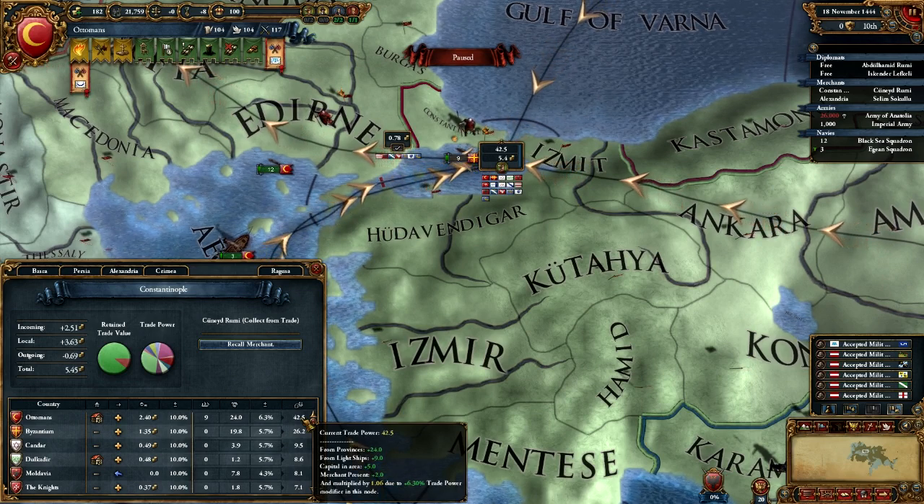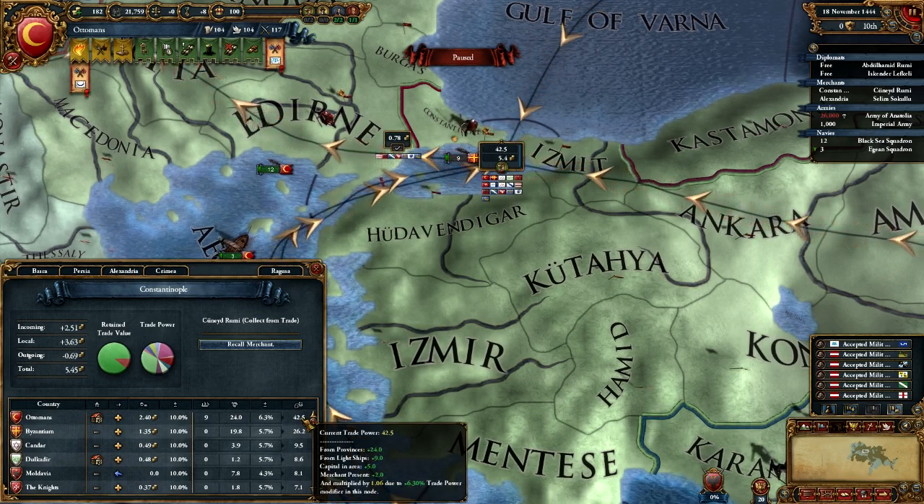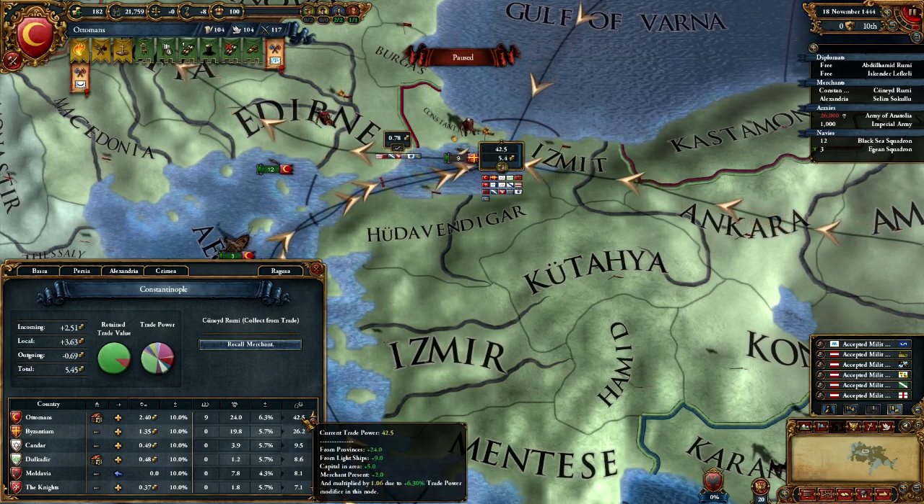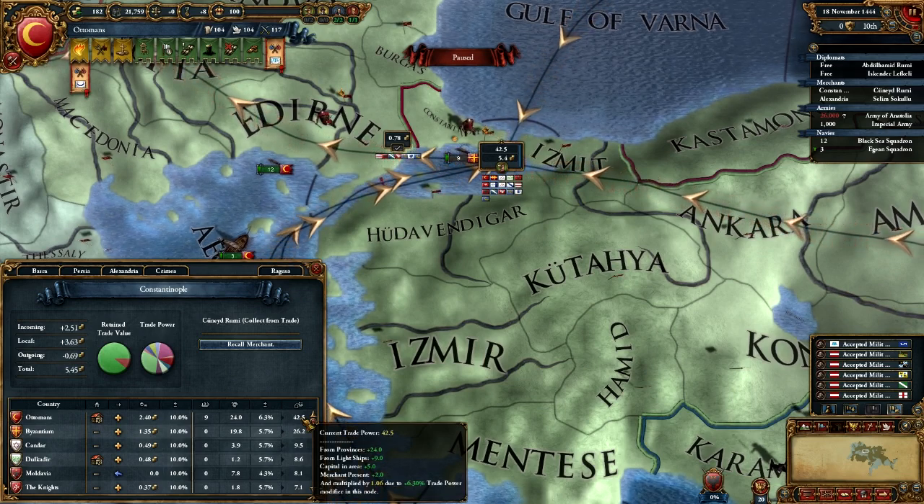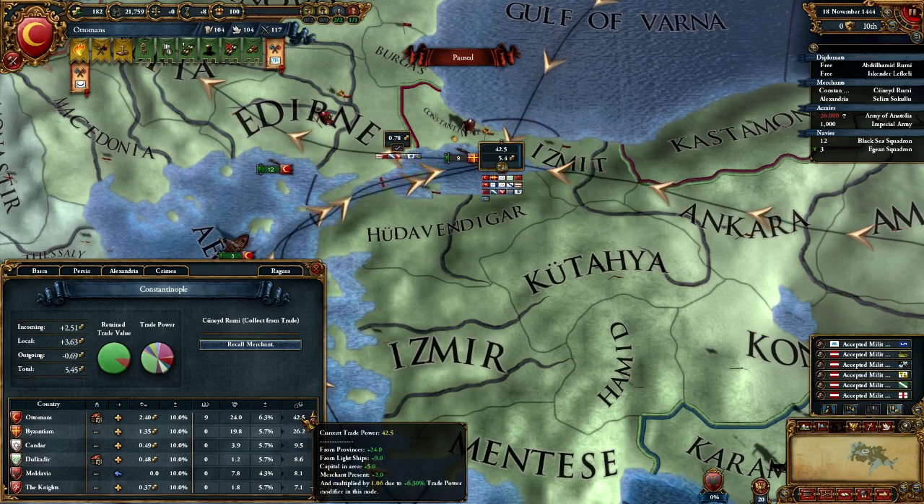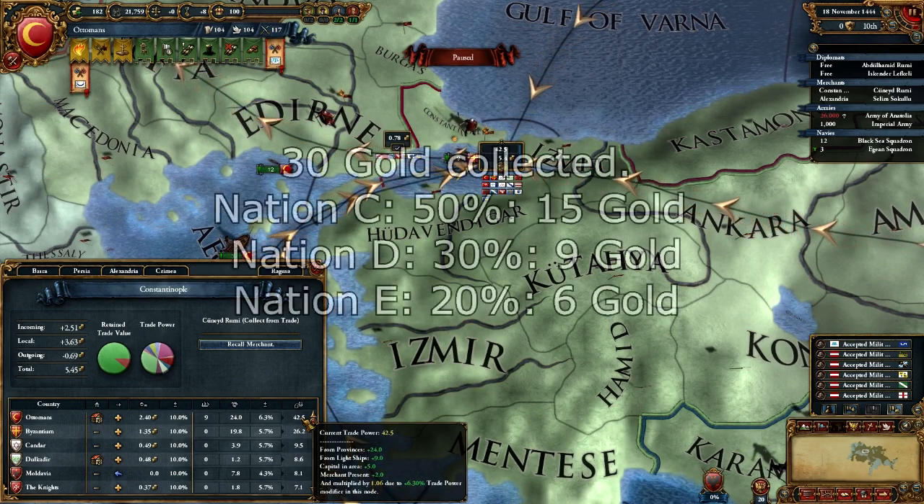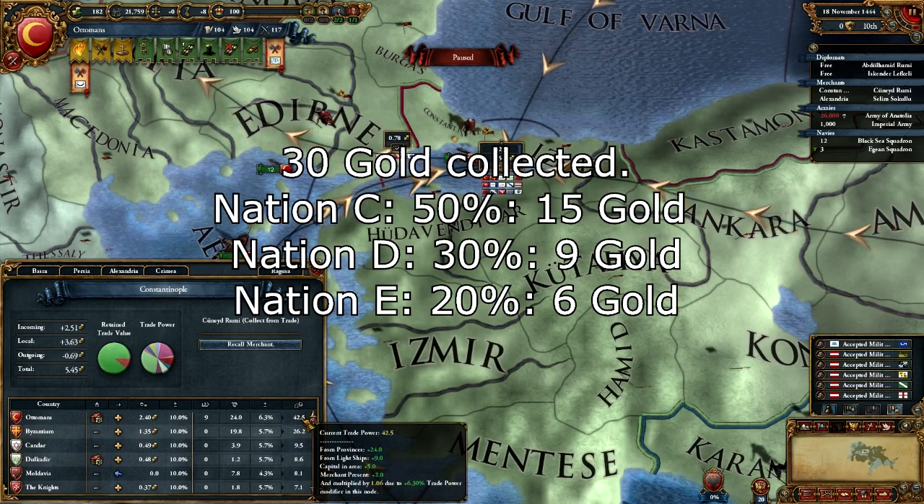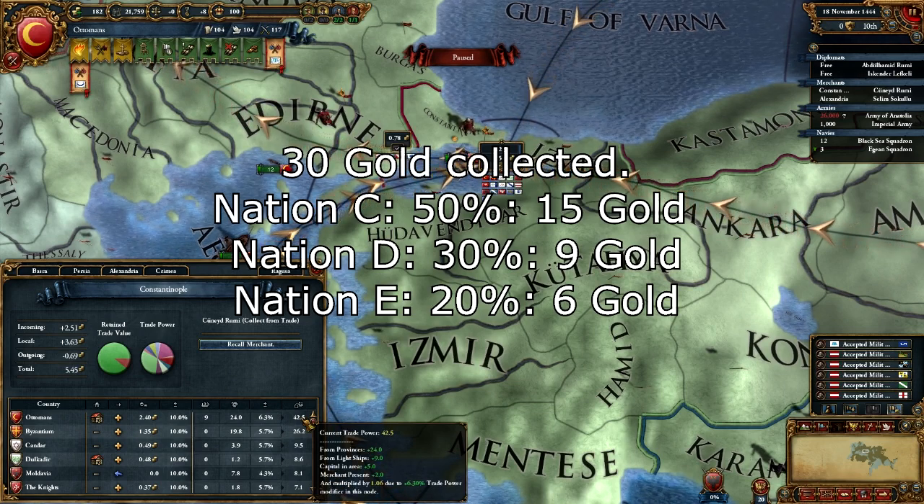Well, it works in exactly the same way. Everyone contributing trade power to the collection group gets their trade power totaled up and then divided up into percentages. So for example, let's say we have 3 powers wanting to collect trade in the continuing example from above. You have 50%, 30% and 20% out of the 30 gold collected.